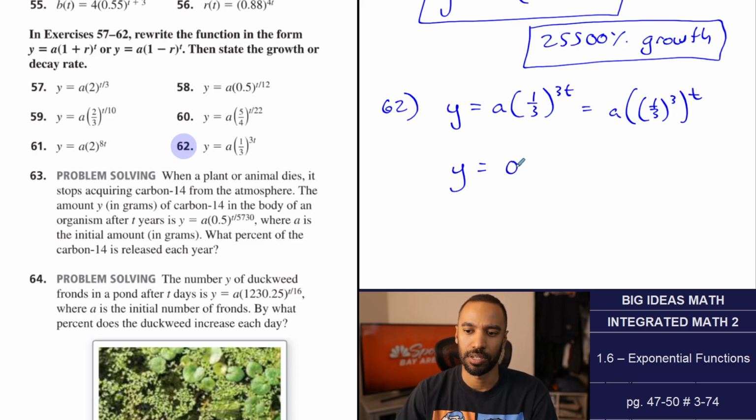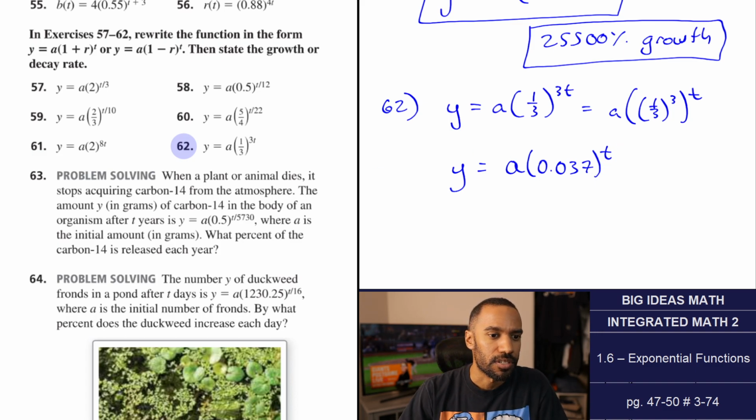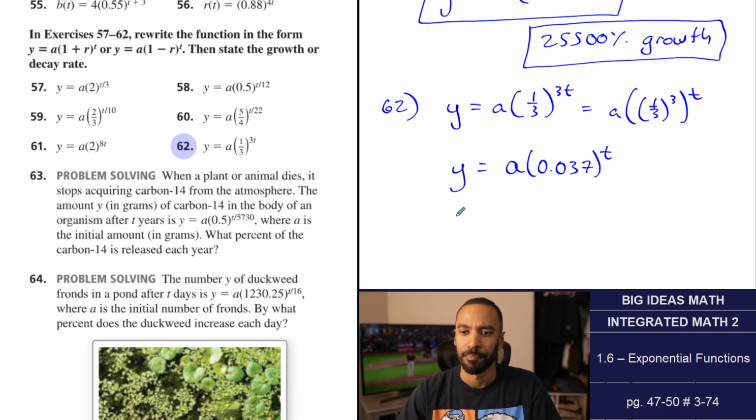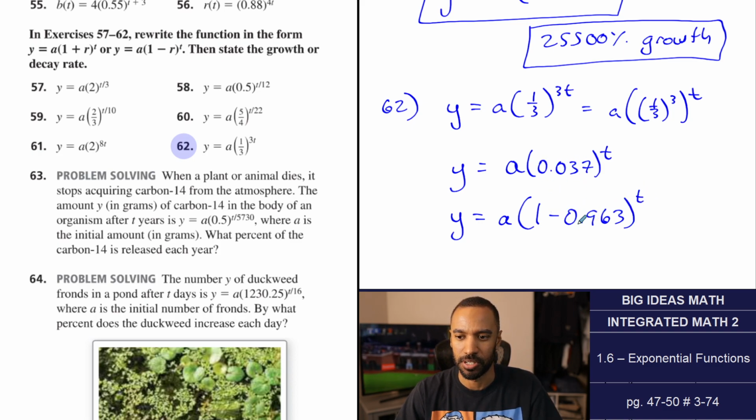0.037. So A times 0.037, that's good enough, to the t power. Now I'll just do 1 minus. I don't want to think wrong; it's been a minute I've been working on this. 0.963. So Y equals A times 1 minus 0.963. As a reminder, I'm doing 1 minus this number to get that number.